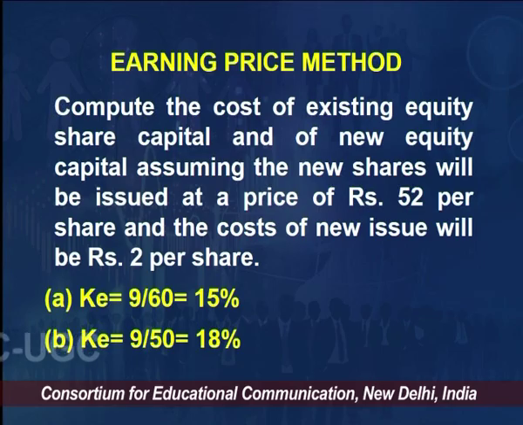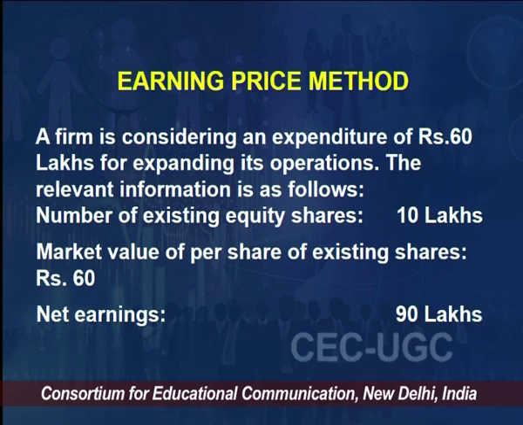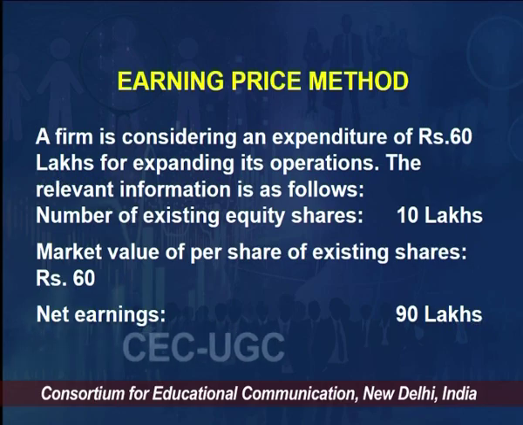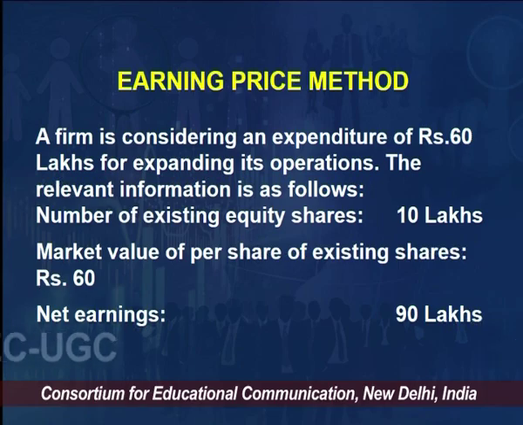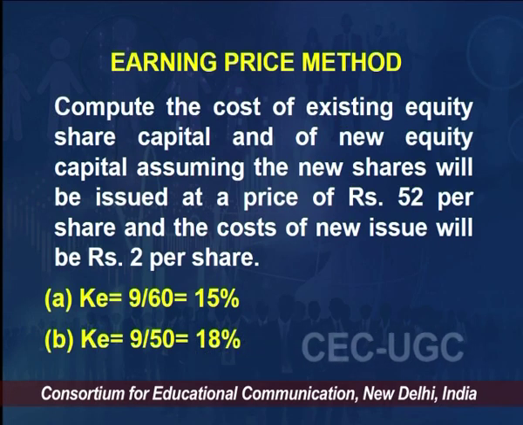So that's how the cost of equity in situation A would be 9 by 60, which comes out to be 15%. I hope you could gather that. I repeat again, number of shares is 10 lakhs, amount of earnings by the company on these shares was 90 lakhs. If we divide 90 lakh by 10 lakh shares, it gives us 9 rupees earnings per share, and the market price per share is 60. So that's how we get 15%.